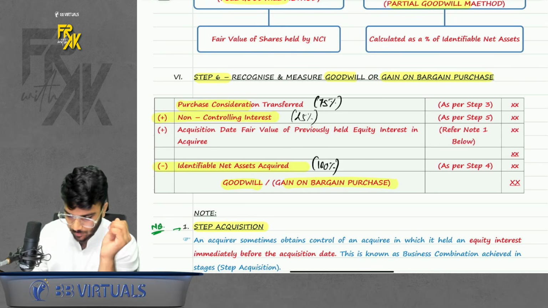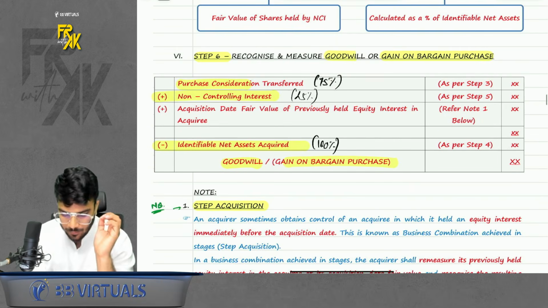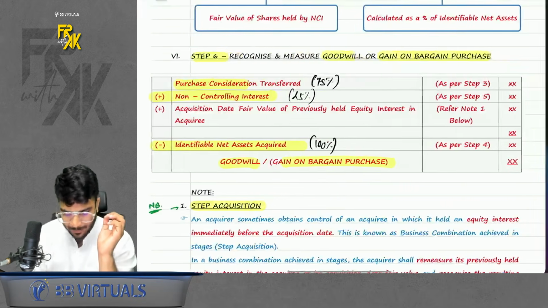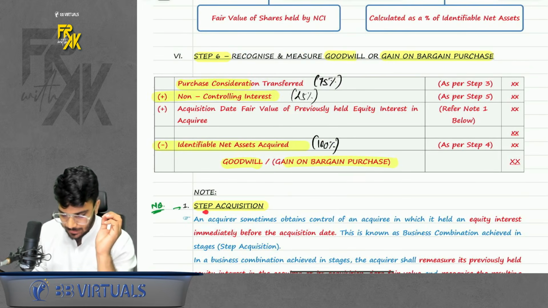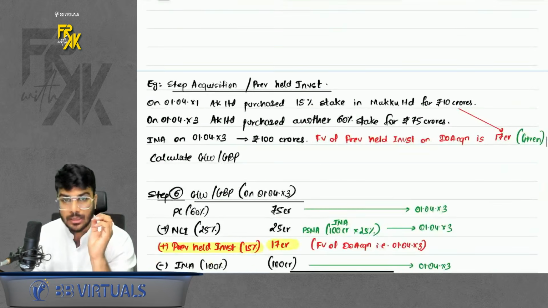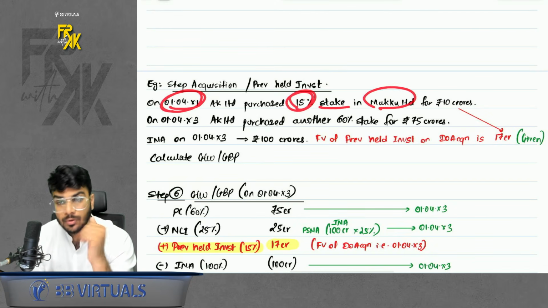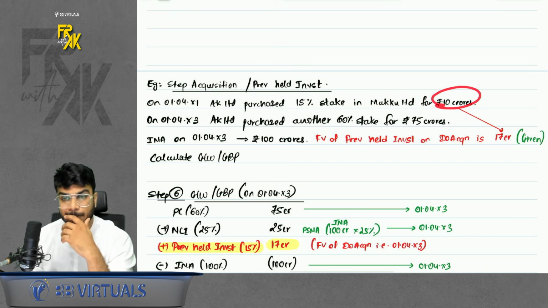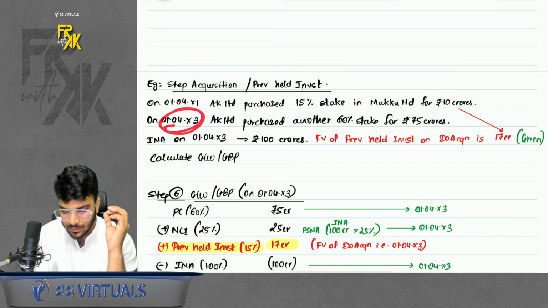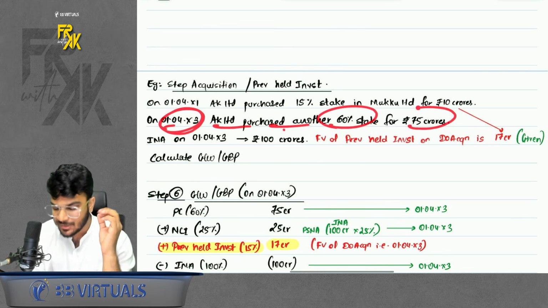Now, please remember that there can also be a case of step acquisition. What is the meaning of step acquisition? Let's understand with the help of one example. Let's say on 1st April 11, AK Limited purchased a 15% stake in Mukku Limited. For how much? For 10 crores. On 1st April 13, AK purchased another 60% for 75 crores.